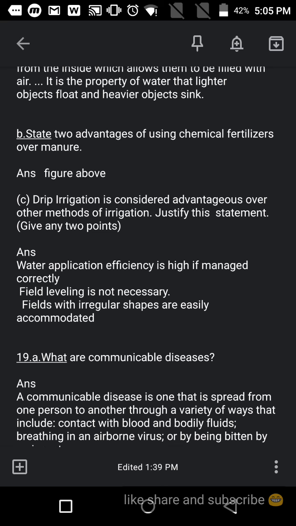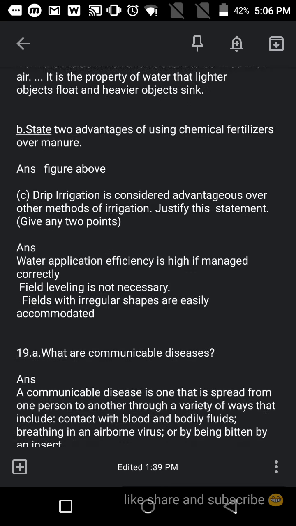Drip irrigation is considered advantageous over other methods of irrigation. Justify the statement. Well, water application efficiency is high if managed correctly. Field leveling is not necessary. Fields with irregular shapes are easily accommodated. This is the main point about it. Well, in every place flat area is not available. This is the main boon of drip irrigation.